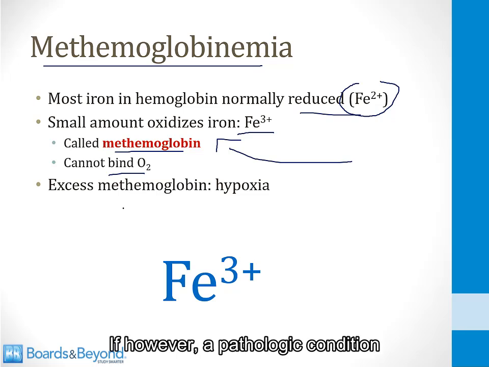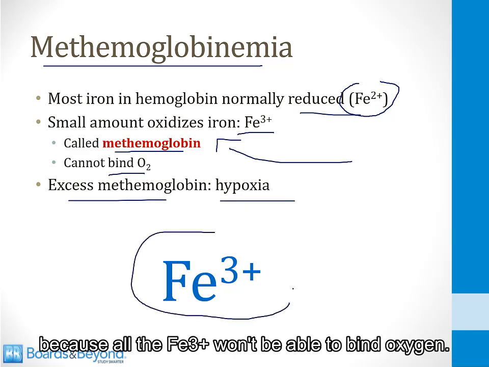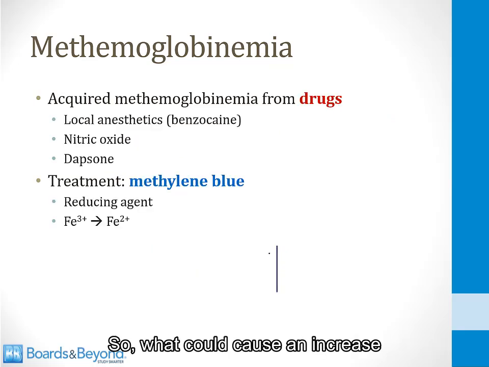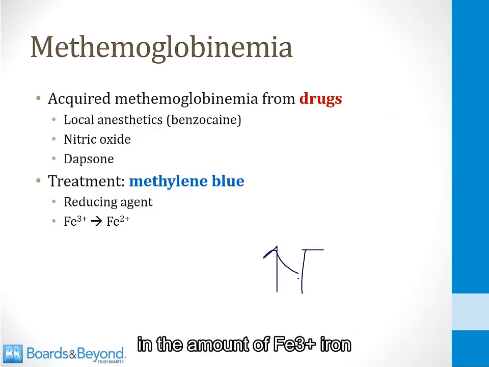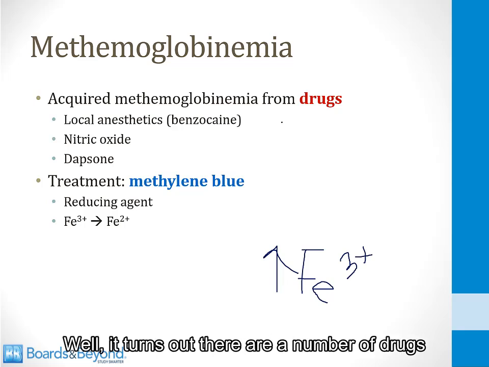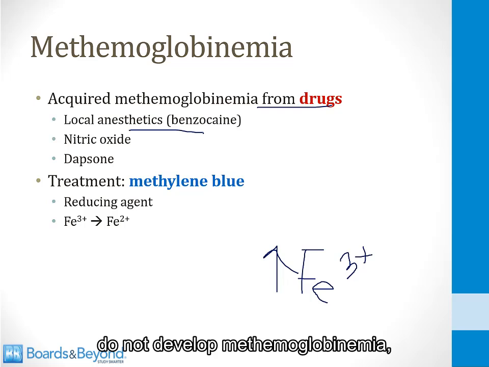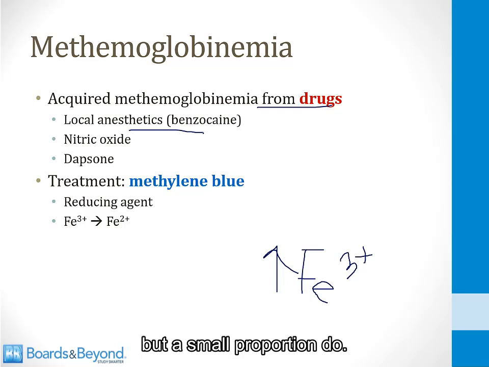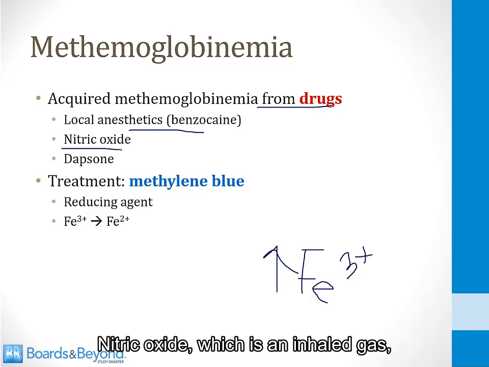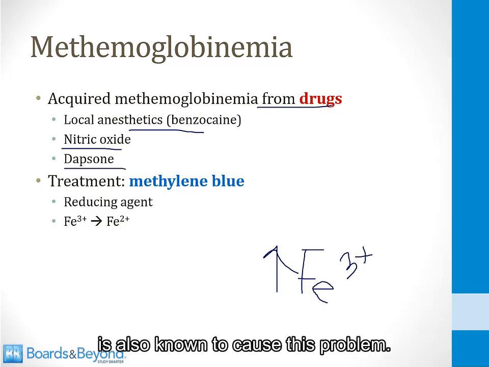If, however, a pathologic condition causes excess methemoglobin, this can lead to hypoxia because all the Fe3+ won't be able to bind oxygen. So what could cause an increase in the amount of Fe3+ iron that's found in hemoglobin in our red cells? Well, it turns out there are a number of drugs that can cause this. Local anesthetics like benzocaine are famous for doing this. Most patients who receive these drugs do not develop methemoglobinemia, but a small proportion do. Nitric oxide, which is an inhaled gas, sometimes administered for pulmonary hypertension, can cause methemoglobinemia. And then finally, dapsone, which is a rarely used antibiotic, is also known to cause this problem.